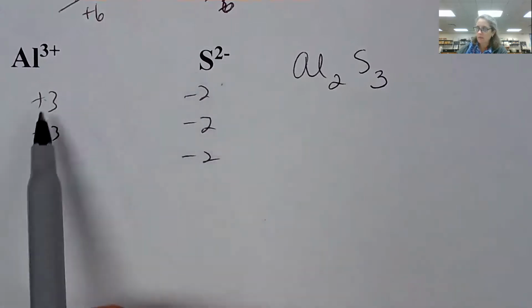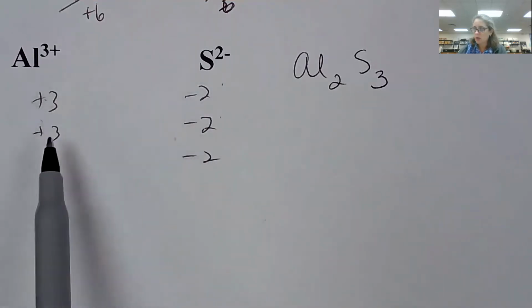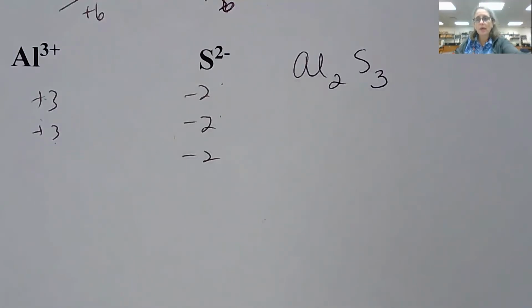Because the common number is 6, I need 2 of the aluminums and 3 of the sulfurs to get that to a 0 charge. So that is how you make binary compounds. You just got to get them to 0.